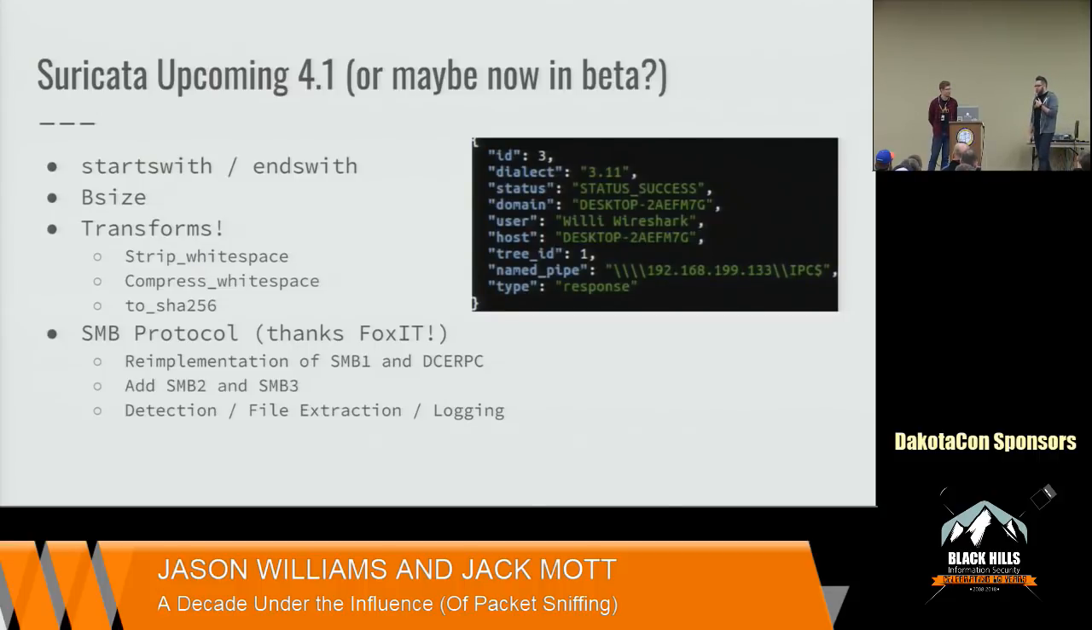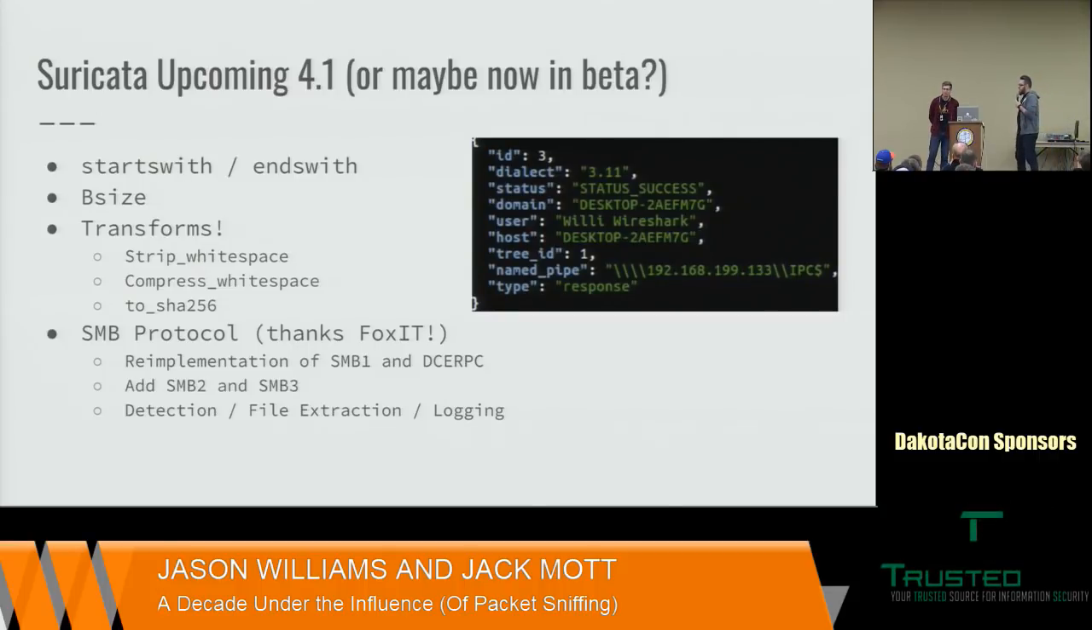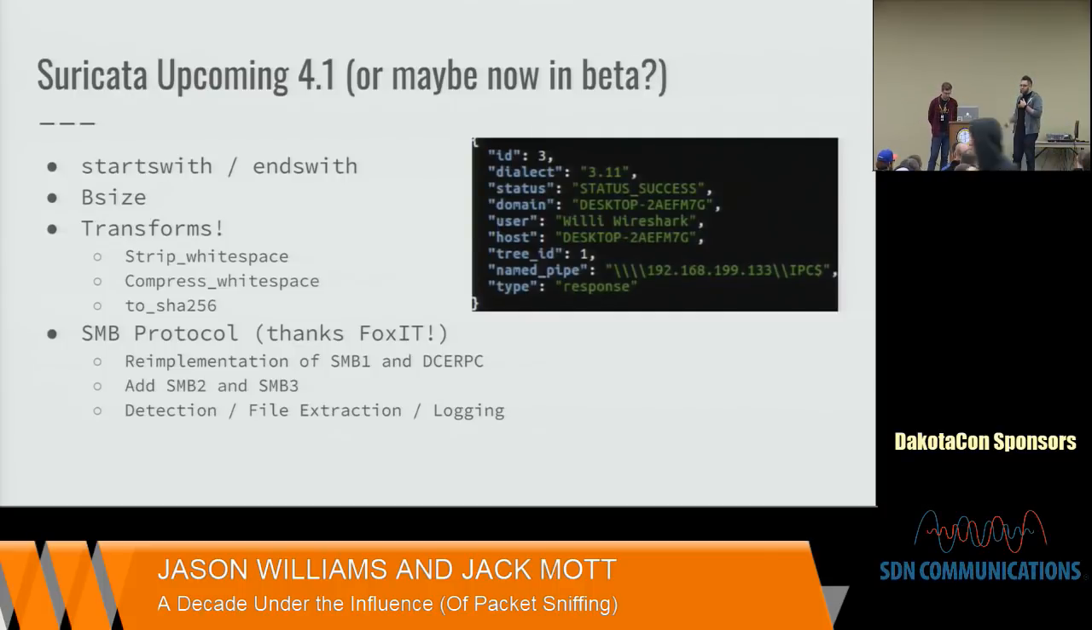We have a keyword in here called bsize or buffer size. In rules, when we're writing TCP or UDP rules, we can use a dsize modifier to specify how big the data should be. But now we have bsize for the buffer, so pretty awesome.